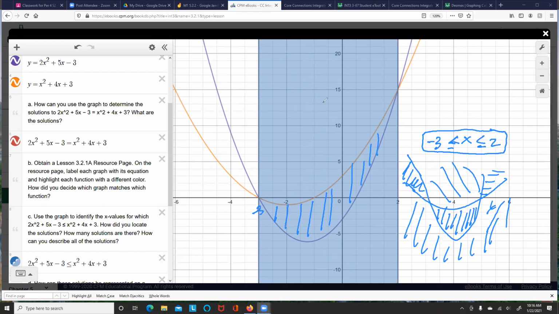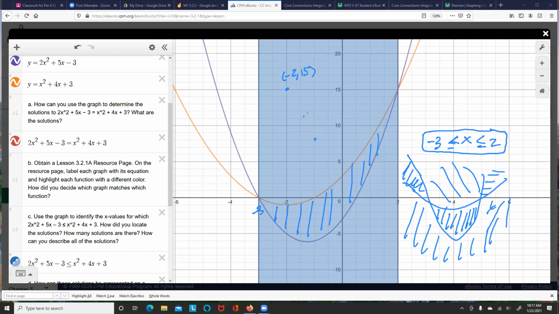Okay, thank you. All right, so yeah, don't just shade that in. It's the whole thing that's shaded. Okay, so use the graph to identify the x values for which this is a solution. So we use this graph to say, hey, the solution is all these numbers between -3 and 2. So the solution is any point in this shaded area. So this is a solution right here, which is what? -2, 1.5, right? That's a solution.